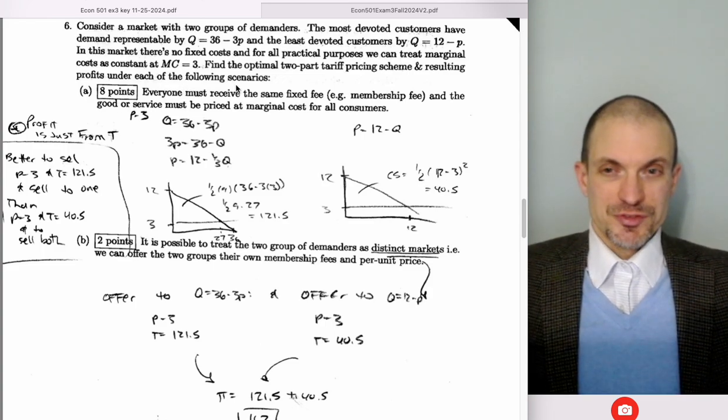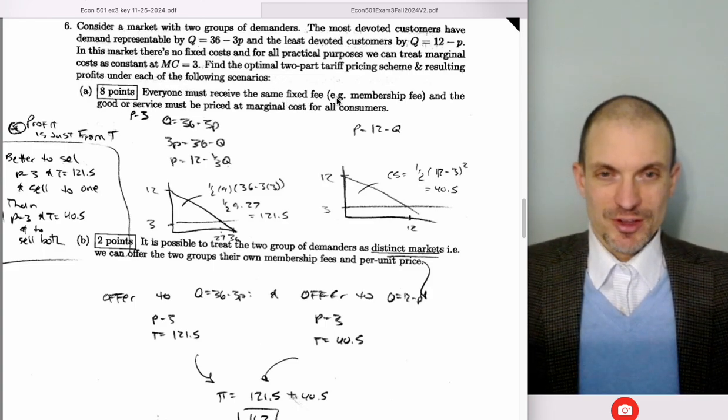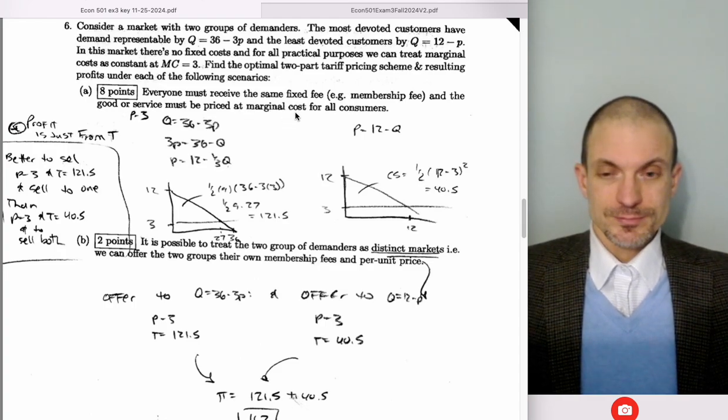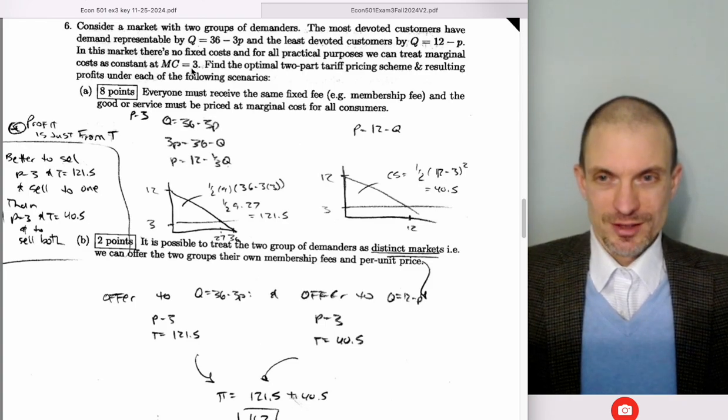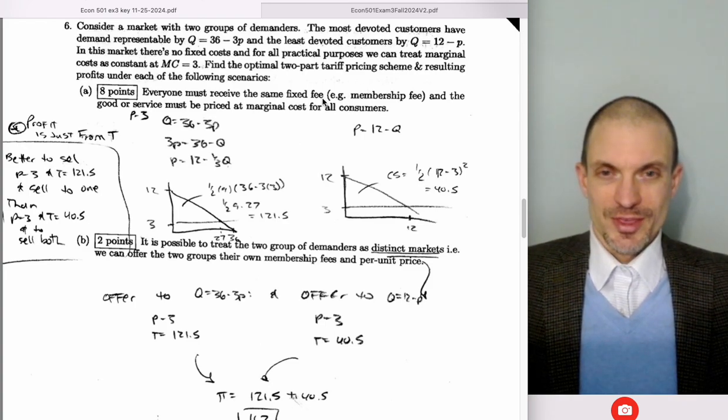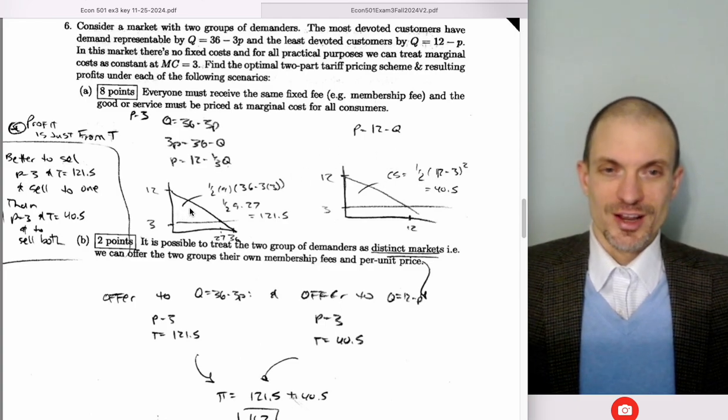Now, here's the 2 kind of scenarios I want us to consider. In the first case, I've stipulated that everybody has to get the same fixed fee, the same membership fee, and the good or service has to be priced at marginal cost. So what this means is the per unit price has to be 3 because marginal cost was 3. And then we have to decide what's that same fixed fee going to be. Is it going to be based off of my smaller group of consumers and then selling that to both groups? Or is it going to be based off of my larger group of consumers and then ignoring my smaller group of demanders?